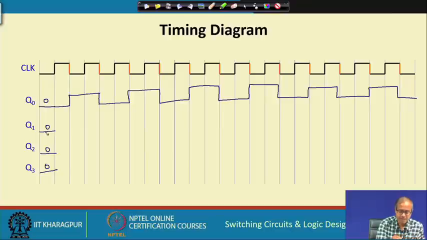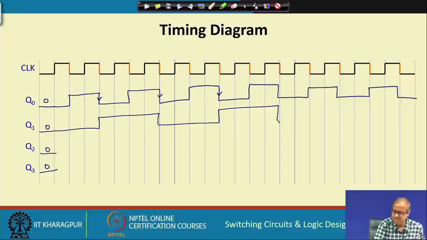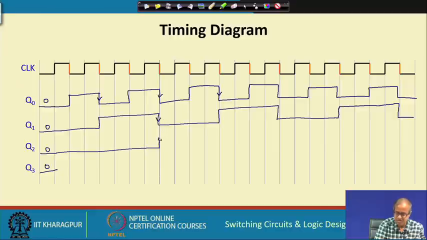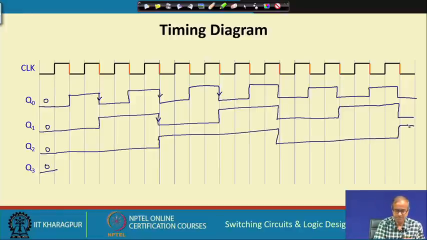Let us look at Q 1. This Q 0 output is fed to the clock input of the next flip flop. So, whenever there is a falling edge in Q 0, Q 1 will change state. So, Q 1 will change here, again it will change here, again here, again here, here and again here. Similarly, for Q 2, whenever there is a falling edge in Q 1, Q 2 will change here, next it will change here and so on. And finally, Q 3 will change here.